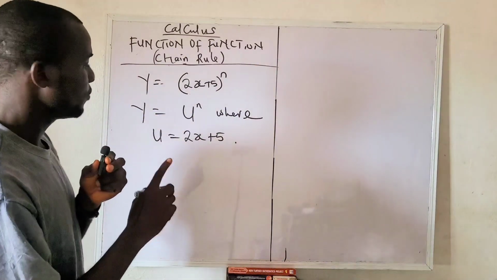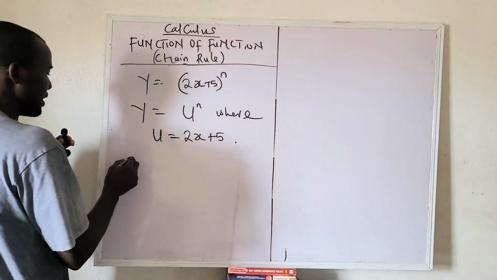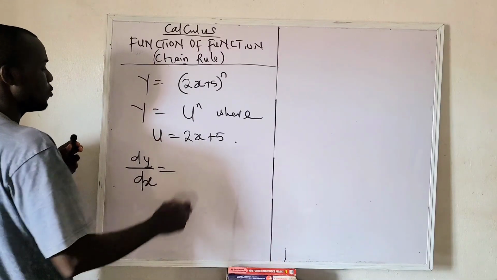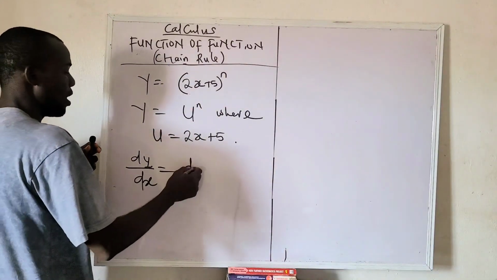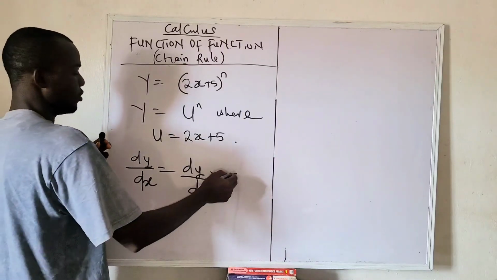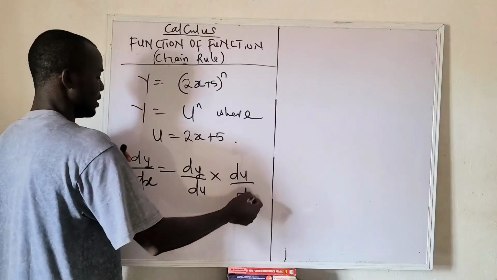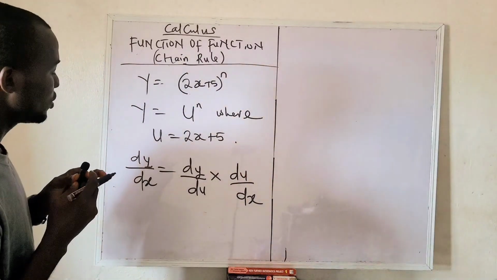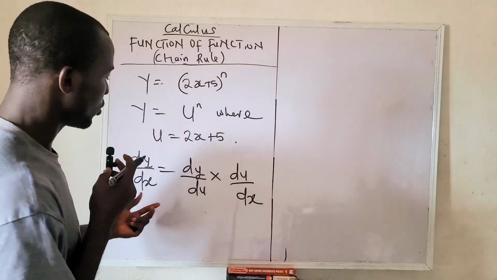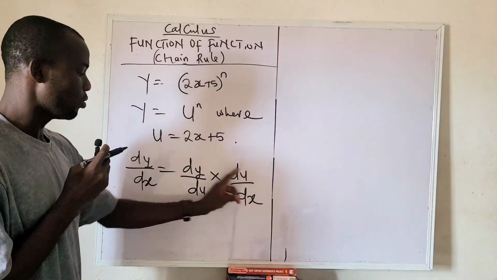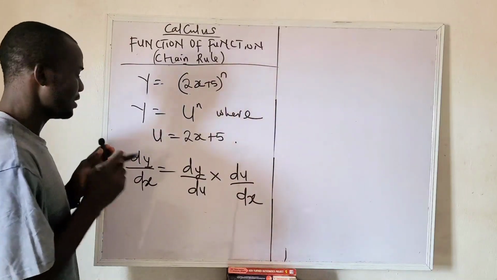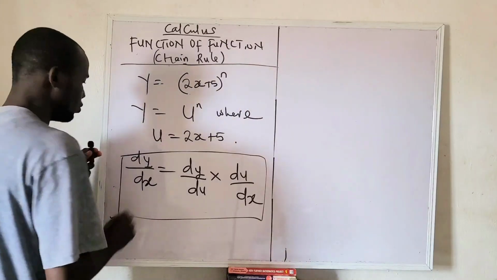And so if I have it like this, then I can get the derivative in this form, that dy over dx equals dy over du multiplied by du over dx. You can see that what is on the right is the same as what is on the left, because by the time du cancels du, you get back to du over dx. So this is called the chain rule.